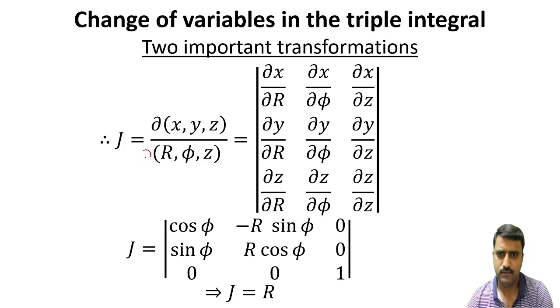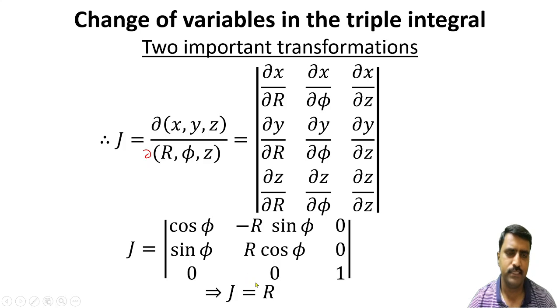Which is equal to del x by del r, del x by del phi, del x by del z. So it is the determinant of this, del y by del r, del y by del phi, del y by del z, del z by del r, del z by del phi, del z by del z. Correspondingly, you find partial differentiation of x with respect to r, x with respect to phi, x with respect to z. Similarly y and z, and substitute those values here in the determinant and evaluate this. So if you evaluate this determinant, finally we get J is equal to r. You just go and evaluate this one. Okay, so it gives that J is equal to r.